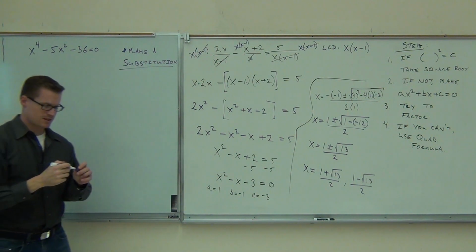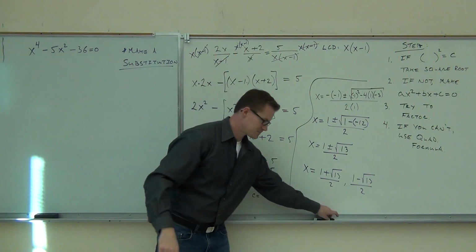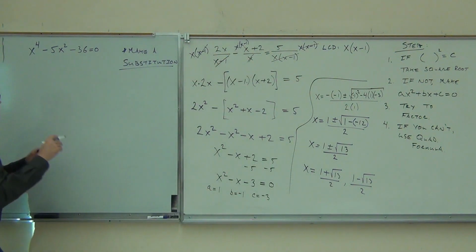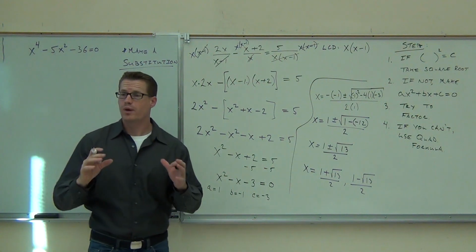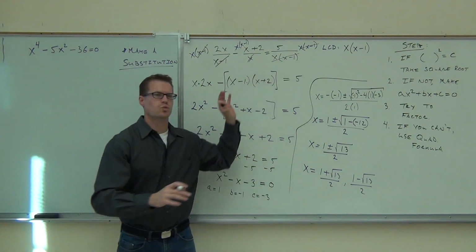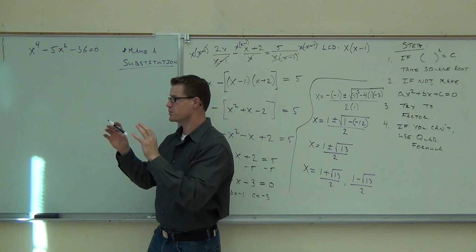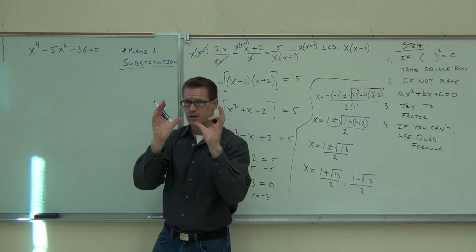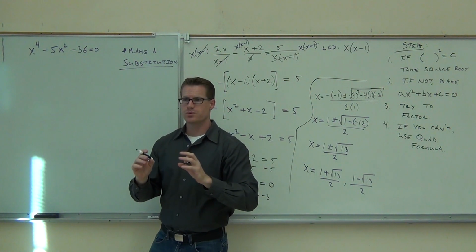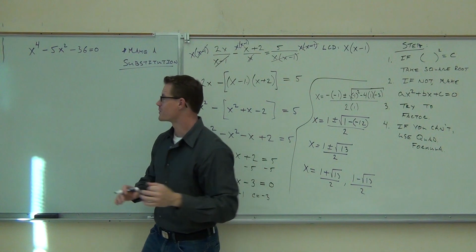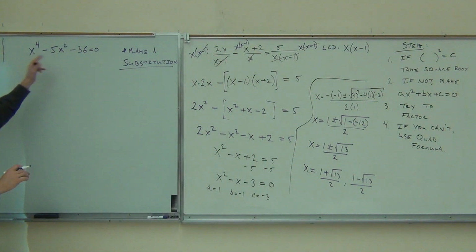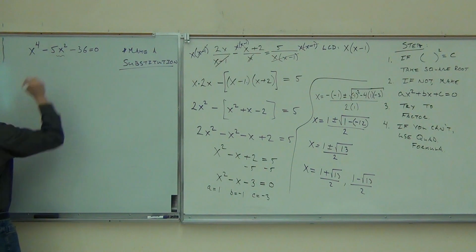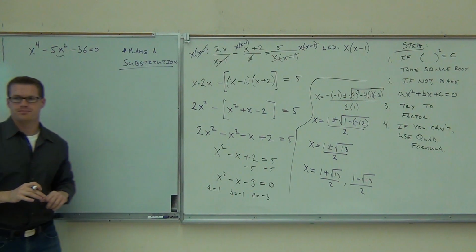I'll explain that again because I saw some very confused looks out there. When you look at a problem like this and it's not already a quadratic, if you have a quadratic, great. You know what to do with that. You take a square root if you have something equals a number, or you use factoring or the quadratic formula. If not, if you have something weird looking like this, you're going to look right here at the middle term.